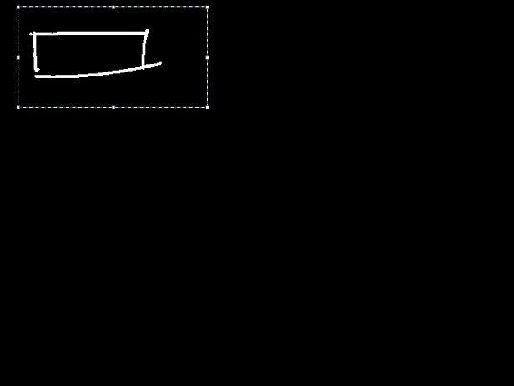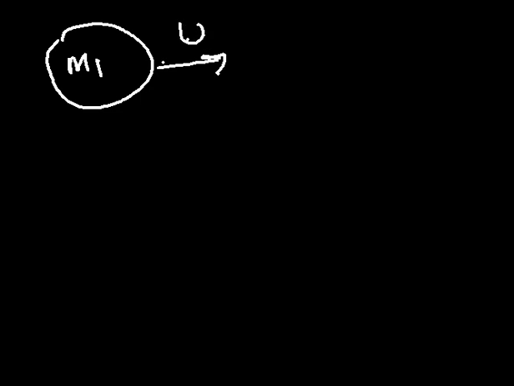So now let's set it up. Let's say we have an object, a typical object. Now let me have them this way. Let's say this is the object of mass m1, and it is moving towards this direction with initial velocity given as u1.